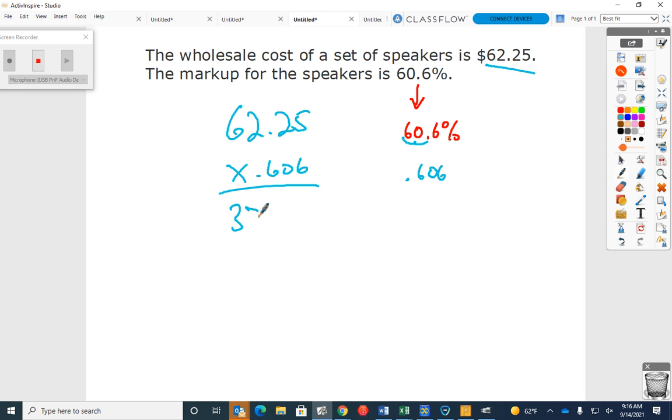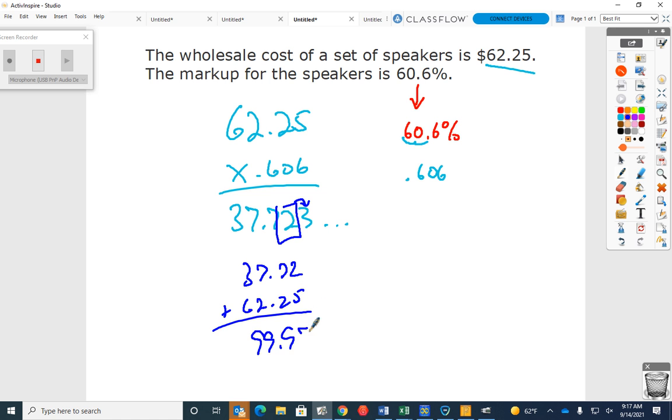So 37.723 and then some other numbers, right? Bless you. What am I looking for? To round what to what? Nearest hundredth. So this is a 4 or less. So this stays what? $37.72. And I'm going to add that to 62.25. And what do I get? $99.97. Good. Okay. I'm going to show you one more thing super fast. Does everybody understand so far?